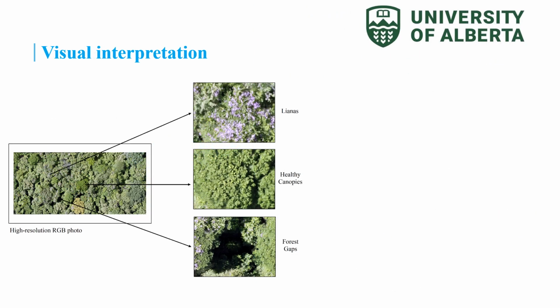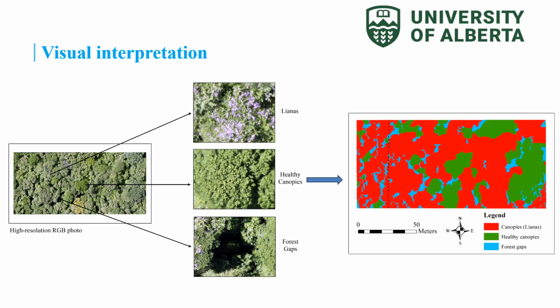Based on that high-resolution RGB photo, when we zoom in it like this, it's very easy to distinguish lianas, healthy canopies, and forest gaps. So I classified the entire plot and divided it into 2 parts. The red part was used as training data sets to develop the model, and the left part was used as testing data sets to validate the model.